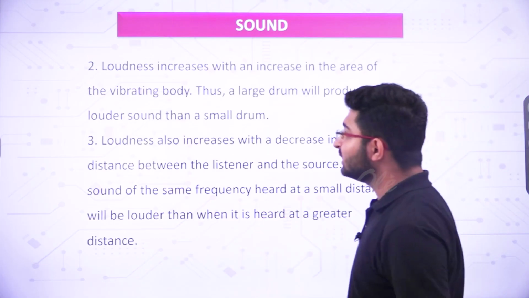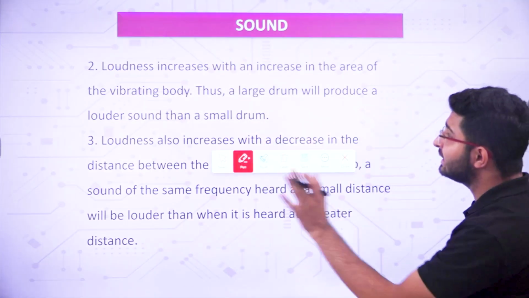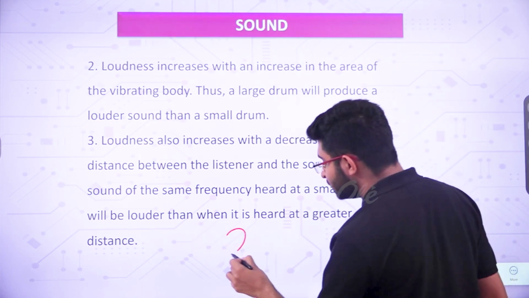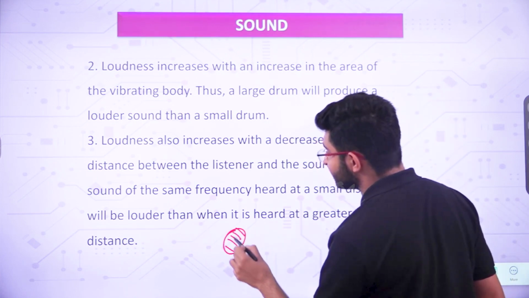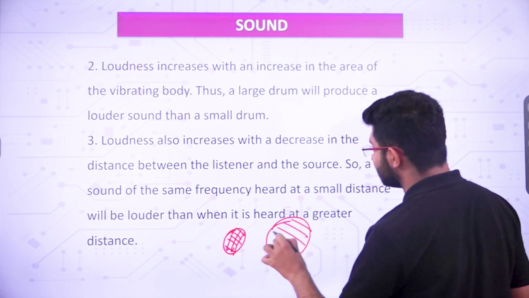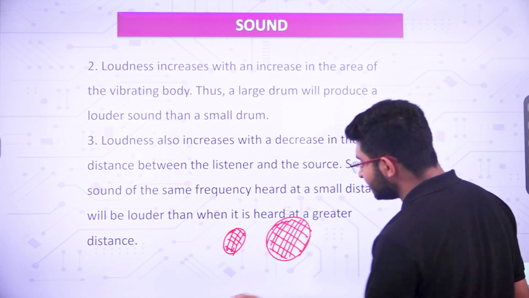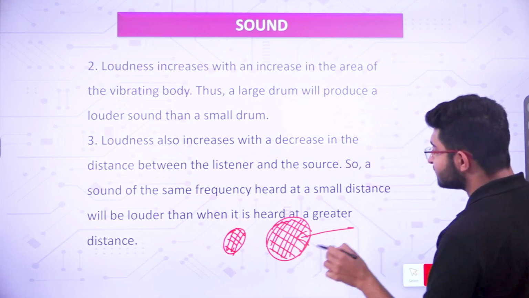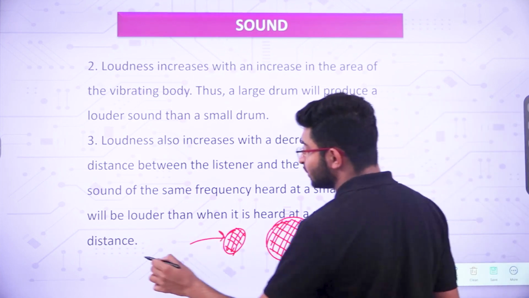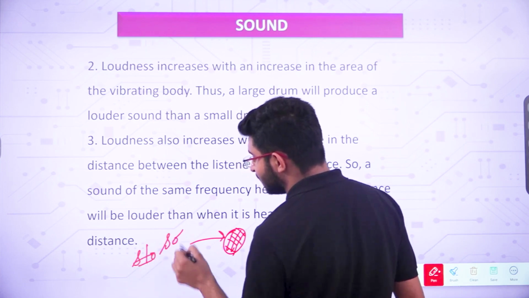The second factor that affects the loudness is that loudness increases with an increase in the area of the vibrating body. Like if I have a dholak with a membrane like this, and a bigger dholak with a membrane like this, you will practically determine that when I beat this one, it produces a loud sound, and when I beat the other, it produces a soft sound.